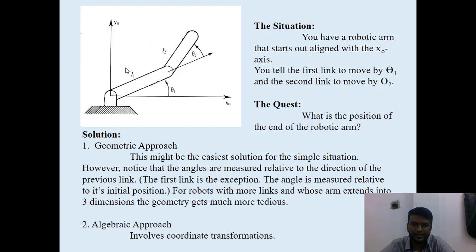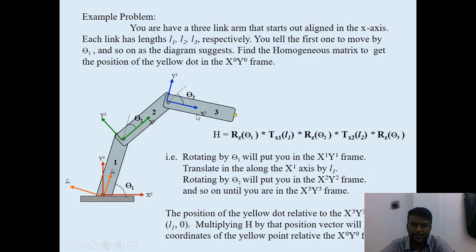Consider this example. The base frame here is x0 y0, and in this frame we want to know the position of the end of the robotic arm. This point at the end of the arm, we want to know the position of this arm. The general approach is just to attach different coordinate systems.